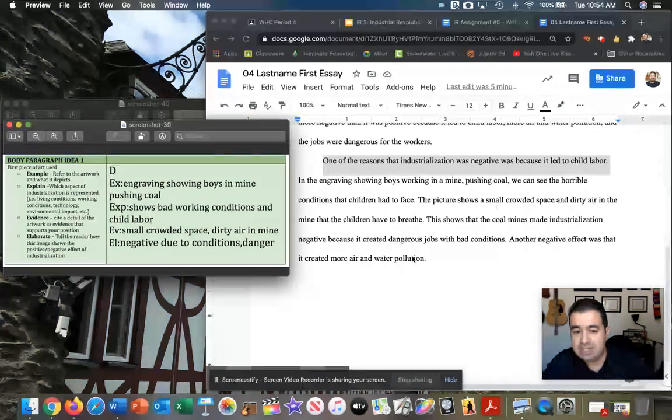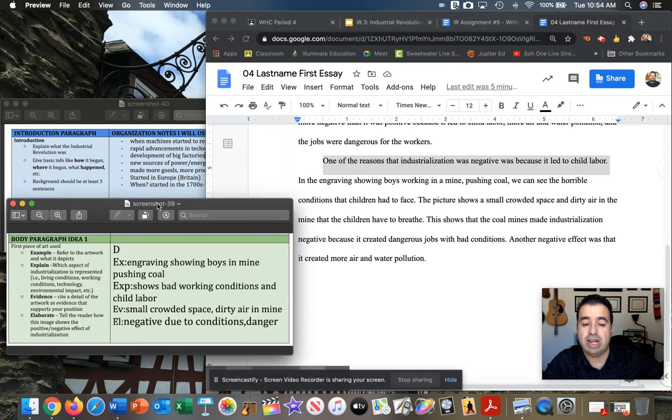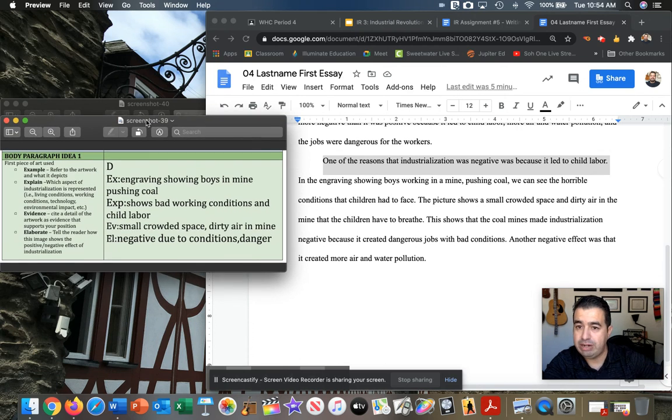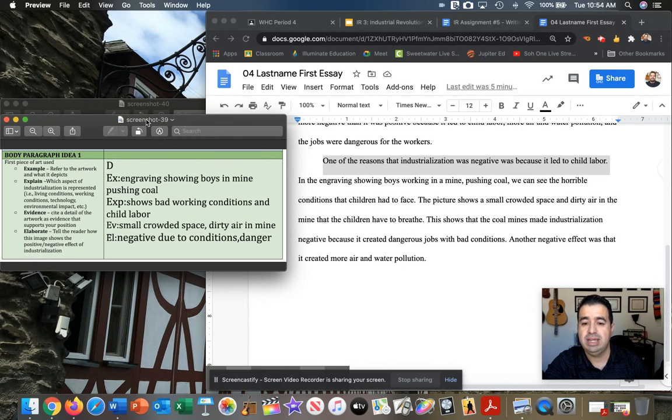Another negative effect was that it created more air and water pollution. And then I would take my graphic organizer, my second idea, and I would start using that, right? Which would be like document A. And I would talk about the train with the pollution or something. It would be part of the same paragraph. So this paragraph is going to be about 10 to 14 sentences long. So that's how you start your essay, and that's how you take your graphic organizer and you transfer it over. And that's what you're going to work on today.